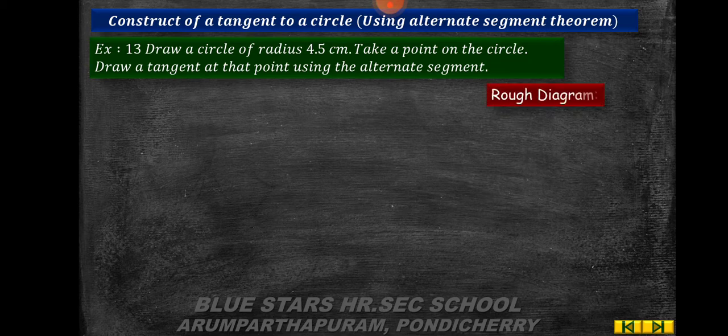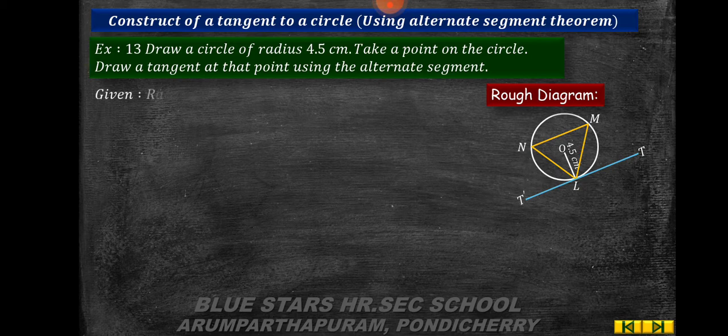First you have to draw the rough diagram. Draw a circle with center O and radius 4.5 centimeter. Then choose any point on the circumference of the circle and name it as L. Similarly choose another point on the circumference, that is your N. Then join L, M, N. Then you have to draw the tangent, which is perpendicular to the radius of the circle. So the tangent is T and T dash. Now we move on to the fair diagram.